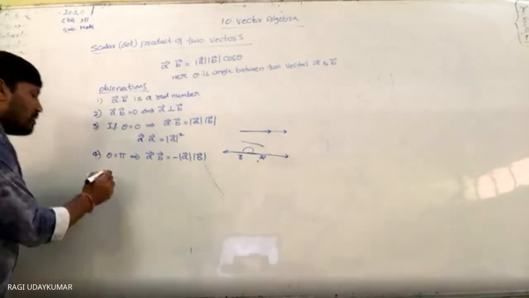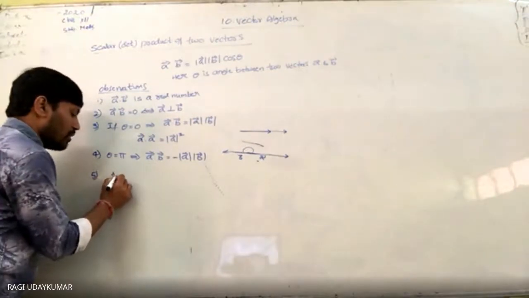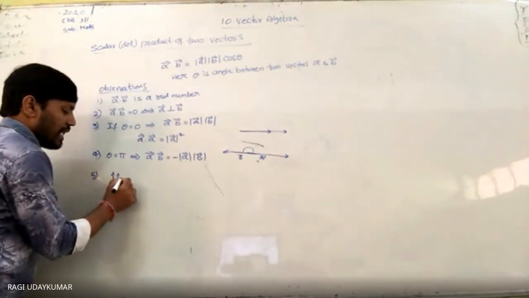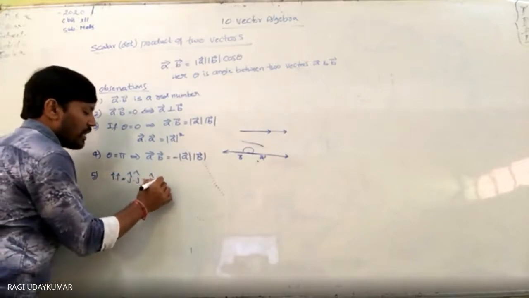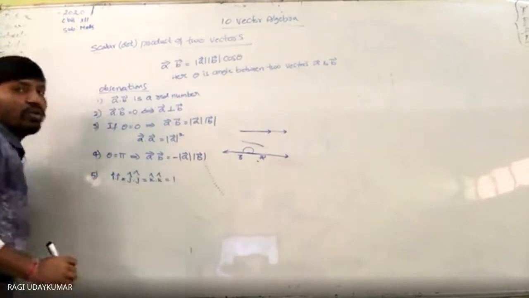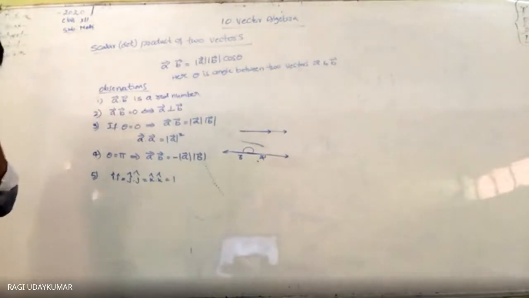Whenever you observe the dot product of the same two vectors, i cap dot i cap, j cap dot j cap, k cap dot k cap, it is equal to 1, because the vector i cap is nothing but the unit vector along the x-axis.